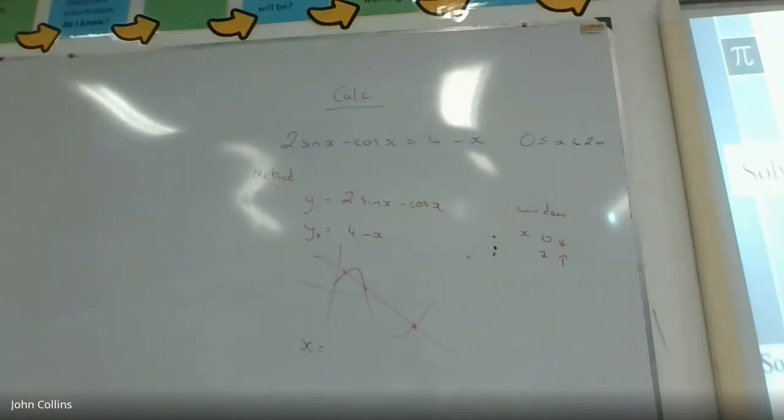Wait, so what's the standard for the window? So x min would be 0, x max 7. So we're only going up to 2 pi, around 6.28. Y max. You can find other values in your paper.